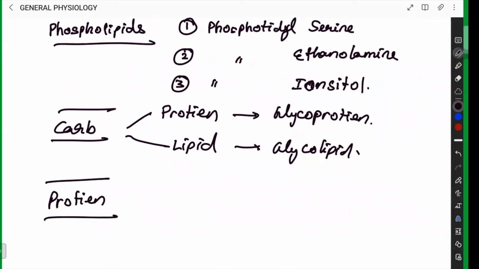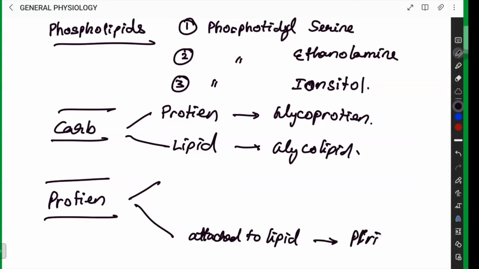So proteins are of two types. Either it is going to be attached to your lipid. That is called your peripheral protein.